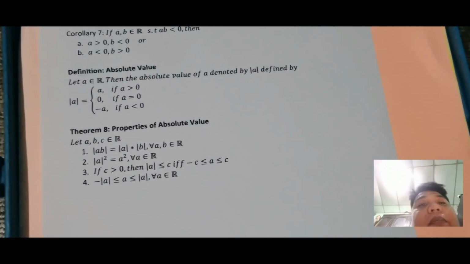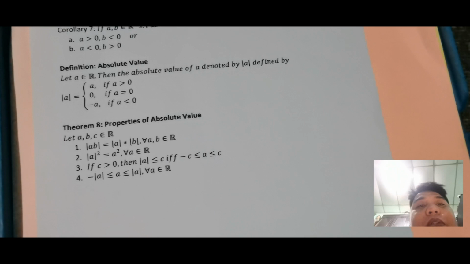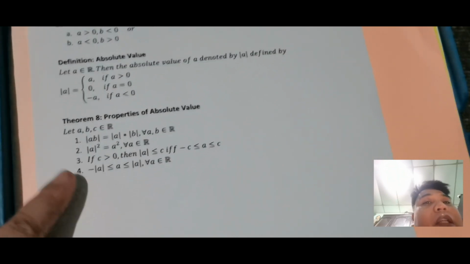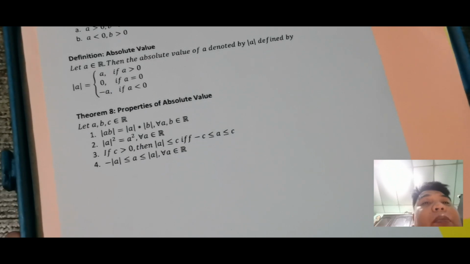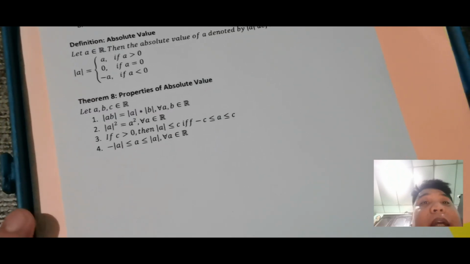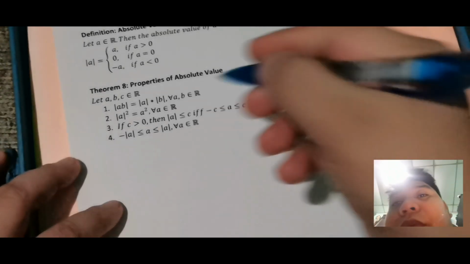So, number 4, negative absolute value of A is less than or equal to A, less than or equal to absolute value of A for all A element ng real number. So, kung gusto na mangyari ng number 4, pag yung isang, sinabi mo, let B element ng real number, pwede siya maging ganitong form. Okay, so yan lang naman yung theorem 4. So, ang ipoprove ni sir, yung 2 and 3, so mananatiling assignment or sa inyo na yung 1 and 4 so parang exercise. Okay, so prove na natin yung number 2.